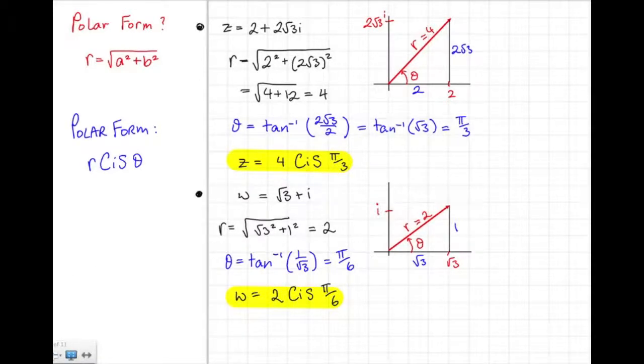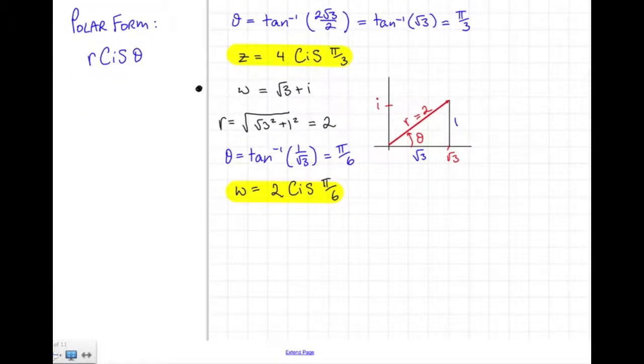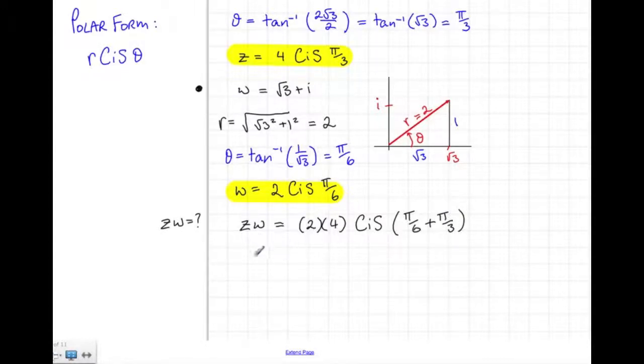So now we have z and w in polar form. Now we want to multiply z by w. This is quite easy to do in polar form because we just multiply 4 by 2 and we get 8, times CIS, and we add the two arguments. So we multiply the moduli and add the arguments. That's how we multiply in polar form. This gives us 8 CIS pi over 2. That's the answer.